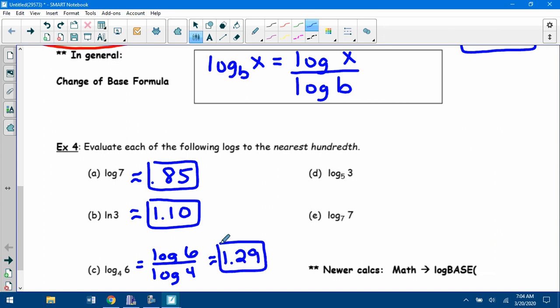Okay, I'd like you to pause the video for a second. Do the same with D and E. They're not log base 10 or log base e, so you're going to have to use that base change formula. So rewrite it with the base change formula first, then plug it into your calculator and see what you get. Let's go ahead, pause it, and give that a try.